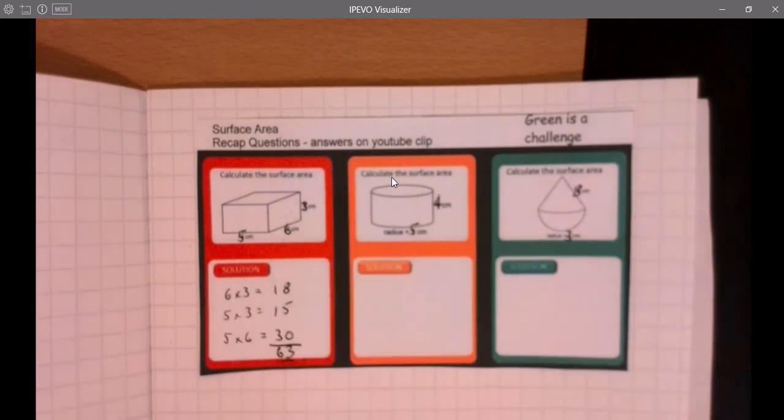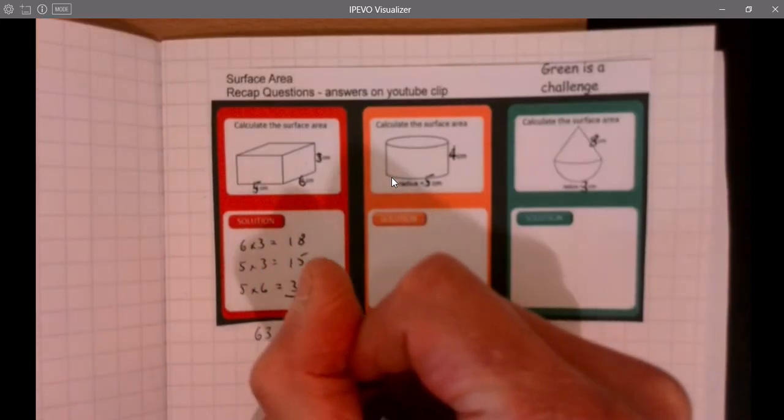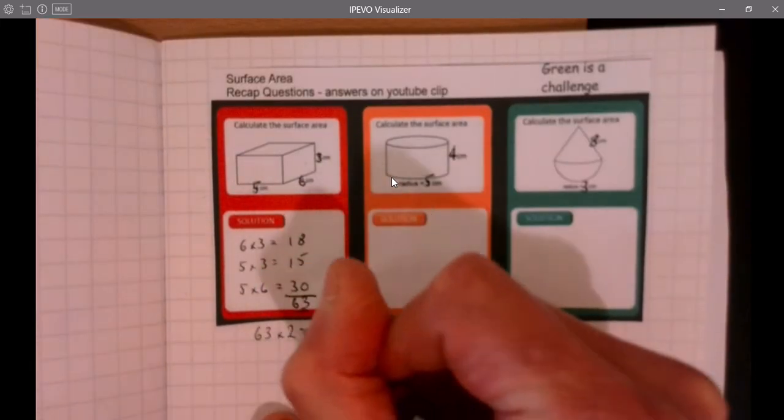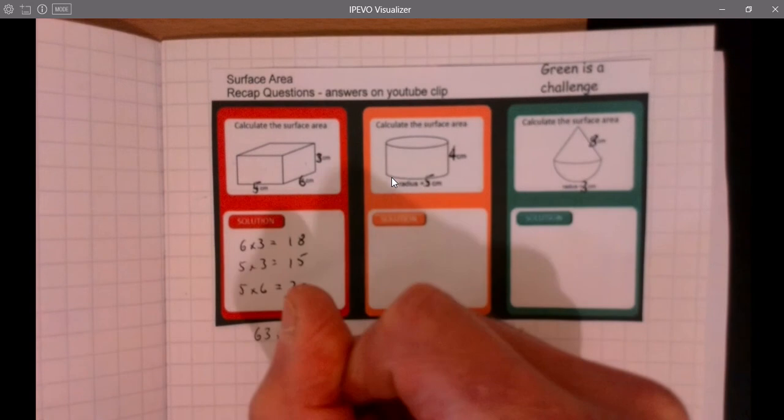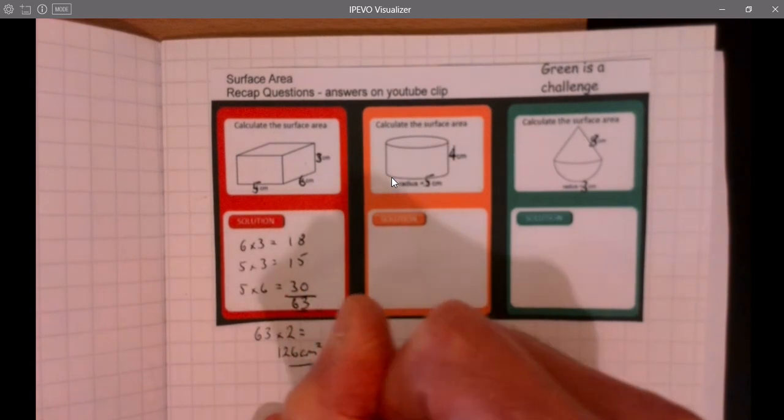And then what are we going to do to that? We're going to multiply it by 2. 63 multiplied by 2, which is equal to 126, and that's centimetres squared.